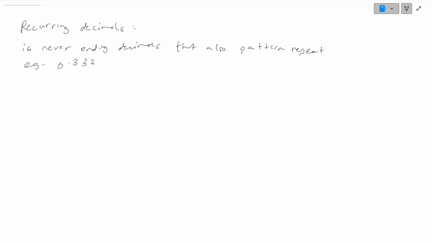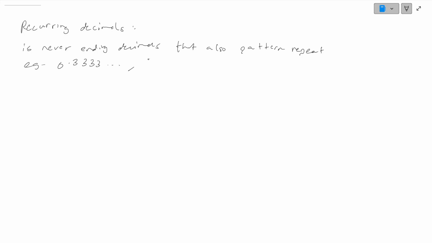Finally, we talk about recurring decimals. Recurring decimals are never-ending decimals, but there are types of never-ending decimals. Recurring decimals are a specific type of never-ending decimals that also repeat in a pattern. For example, 0.3333 and it goes on forever. It's a never-ending decimal because it goes on forever, but it's also pattern repeating, meaning it has 3, one after the other. You can even have it with multiple numbers.